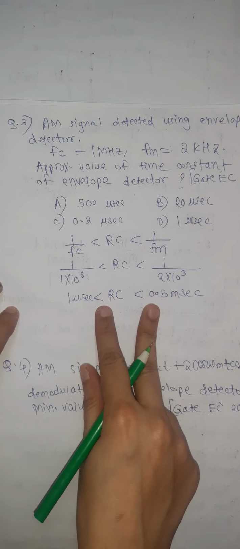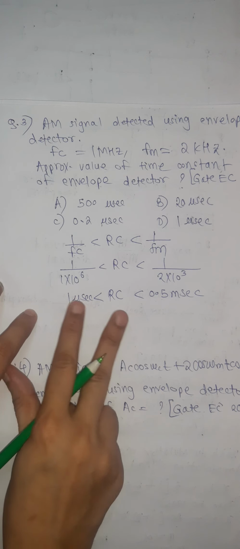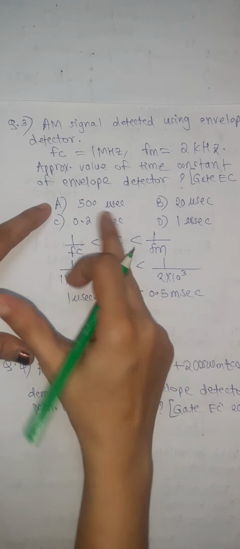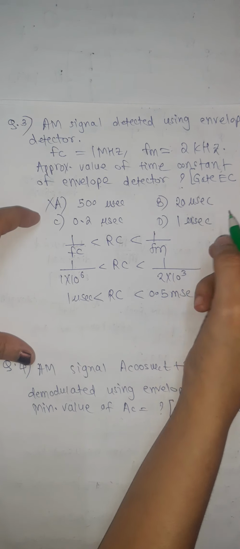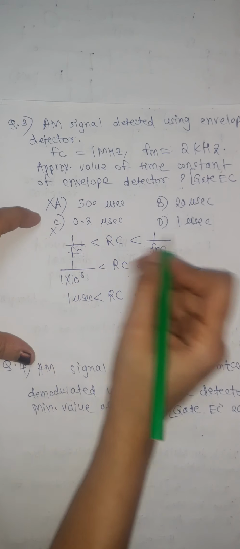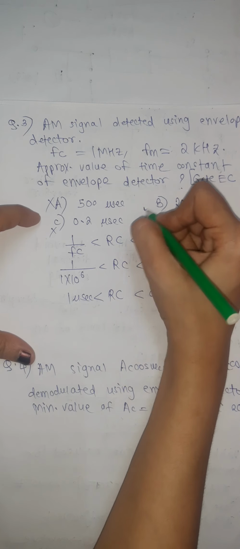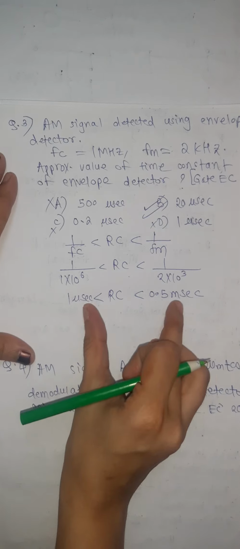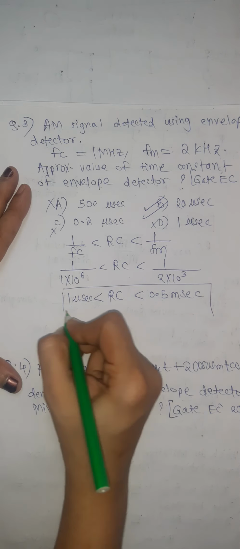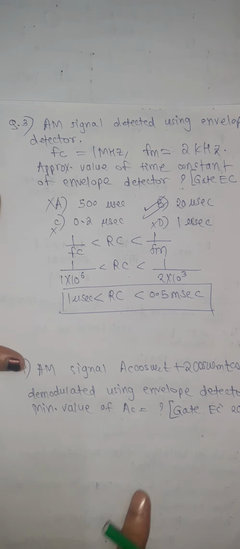Now we will choose the option which is lying between 1 microsecond and 0.5 millisecond. 500 microsecond is not right. 0.2 microsecond is also not right. 1 microsecond is also not right. 20 microsecond is right because it is lying between the range 1 microsecond to 0.5 millisecond. So option B is the right answer, 20 microsecond.